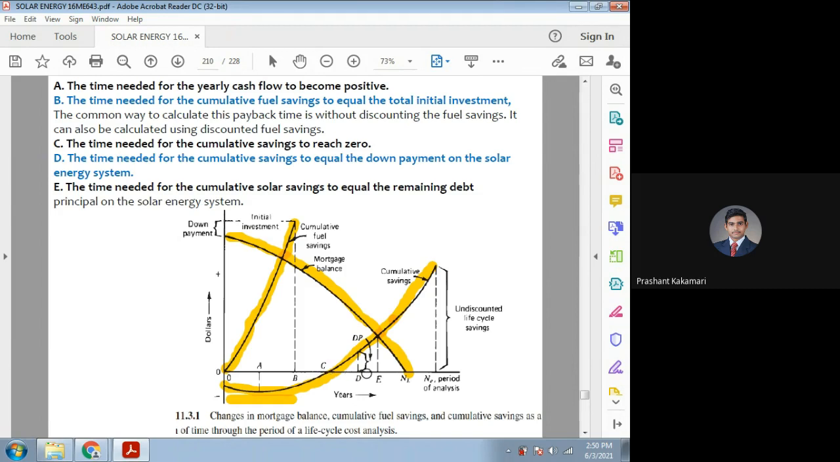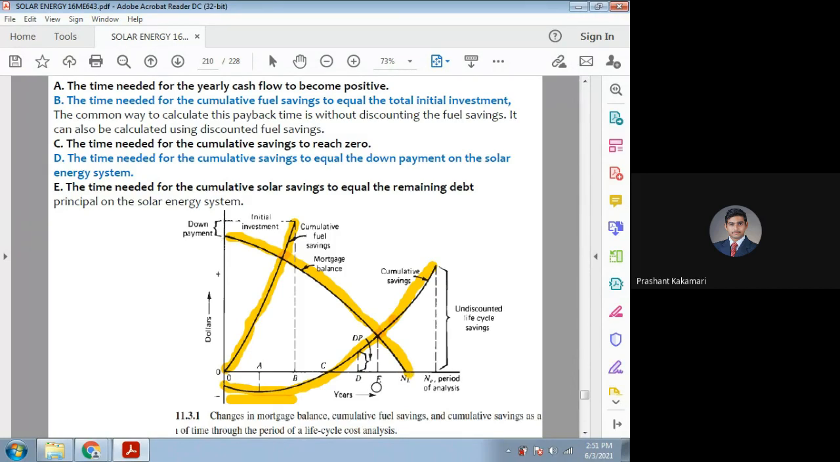Then after C you can see a small DP is shown, the down payment, which is what you have spent initially. So D indicates the time taken for the cumulative savings to become equal to the down payment on the solar energy system. At this D, say for example 7 years, after 7 years I may tell that the solar energy benefits are positive, giving some payback after the fuel savings, and it is becoming positive after C. And after this D point, it has also given me back the down payment from my side, the loan payer side. Is that clear?